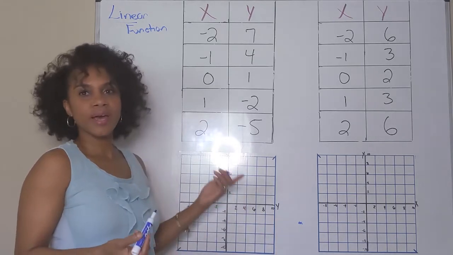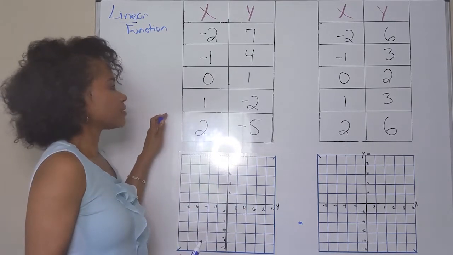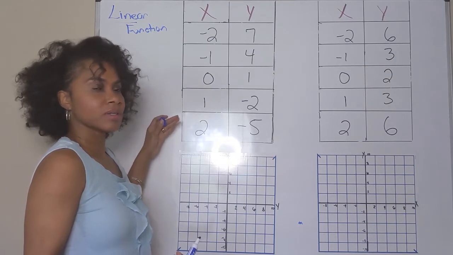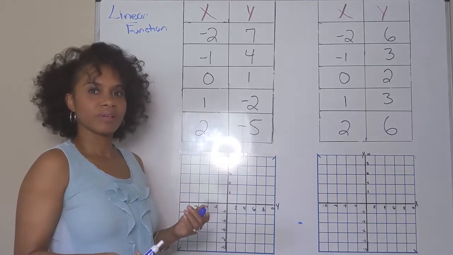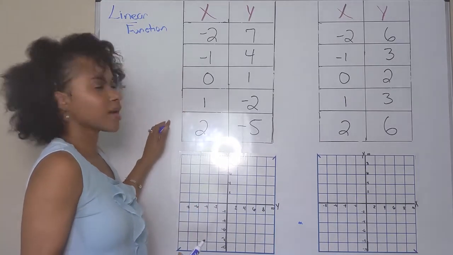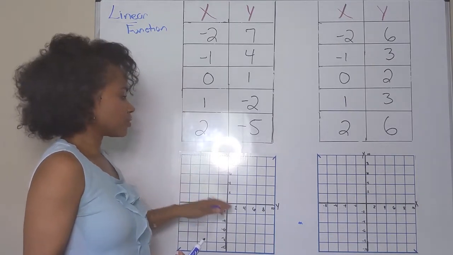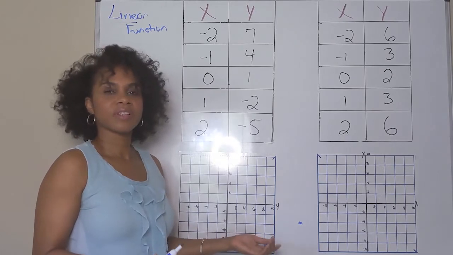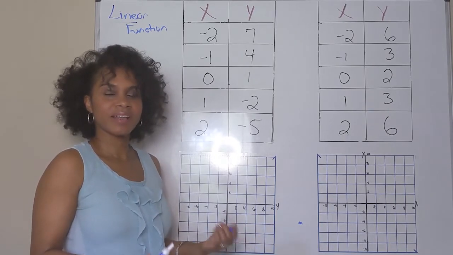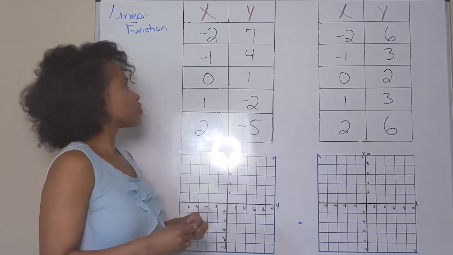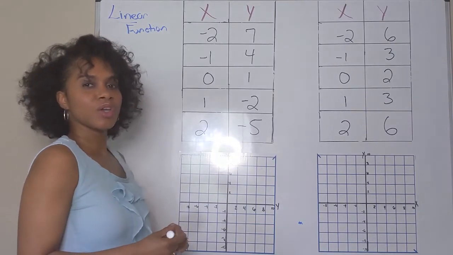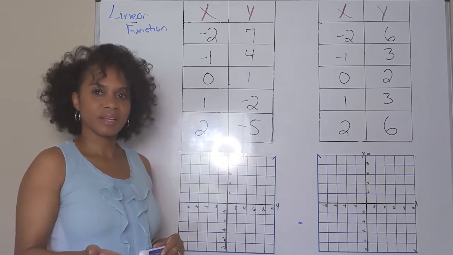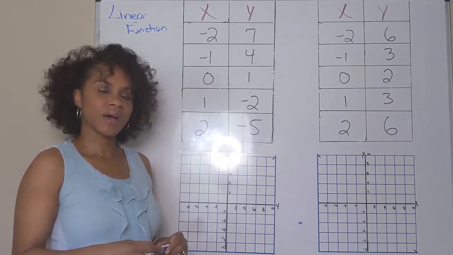Now, sometimes you won't have a graph and you just have a table or a chart. So we're going to learn how to identify a linear function without graphing. I'm going to show you how to identify it without graphing, and then show you on a graph if it is a linear function or if it is not a linear function. Basically, to identify whether or not this is a linear function, looking at the table, you want to look for a constant change in x and a constant change in y.